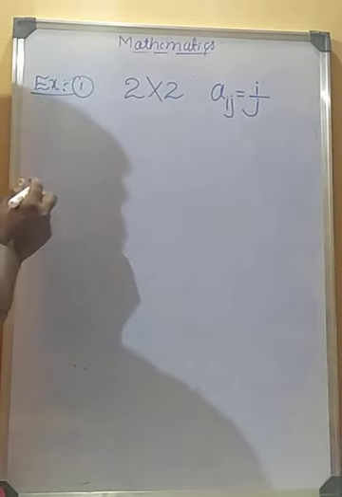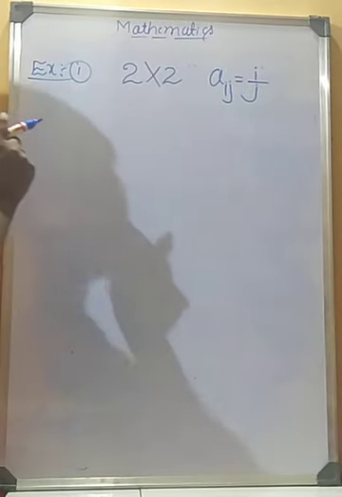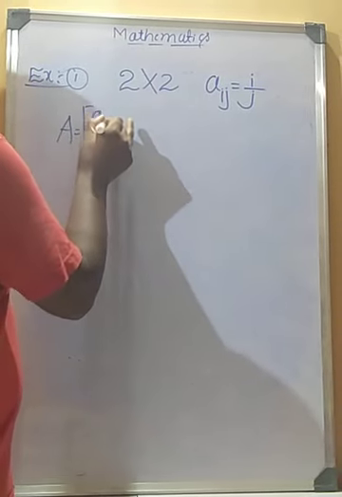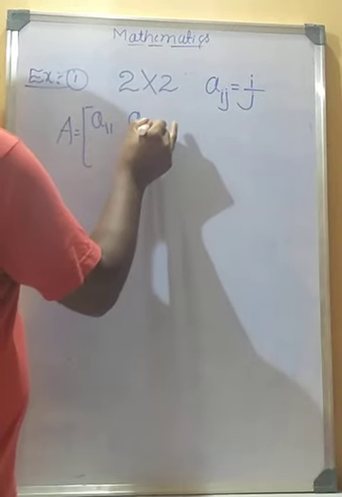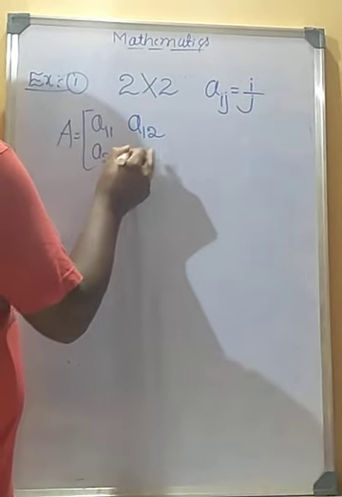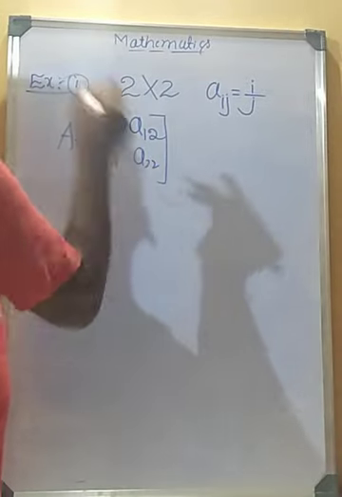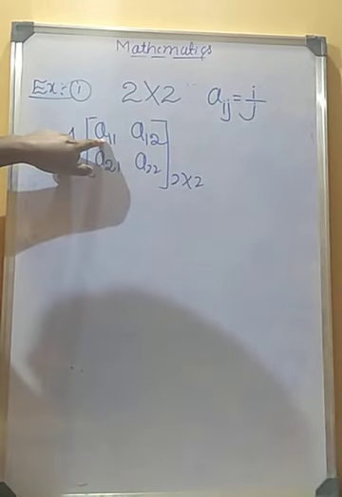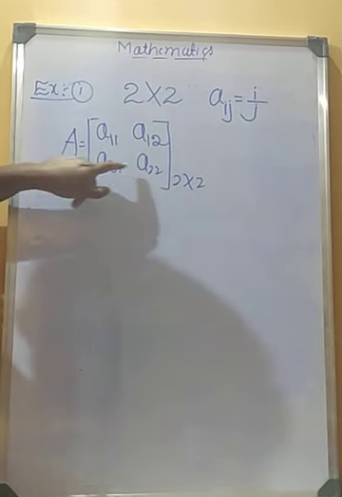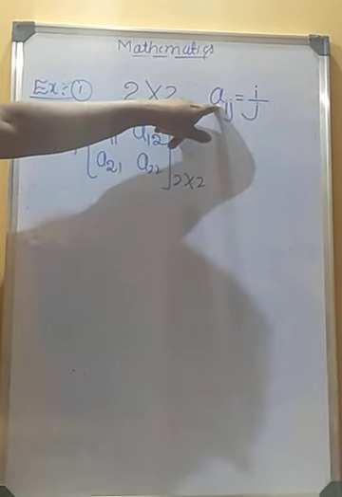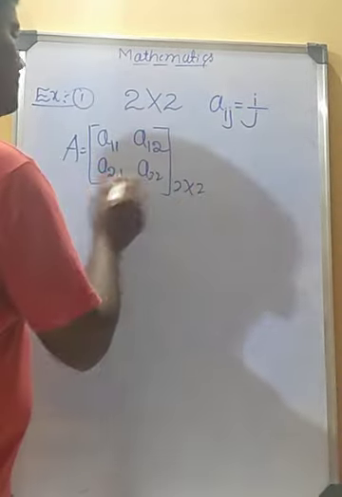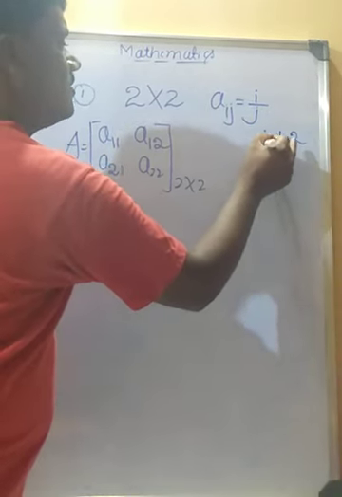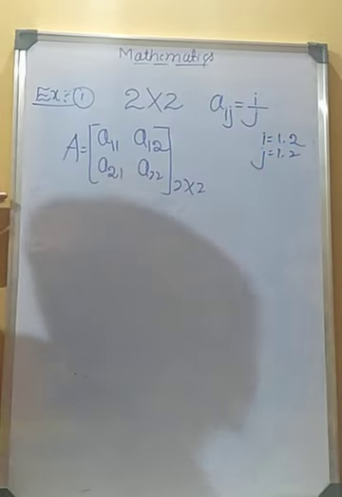In general, a 2 cross 2 matrix A is given by A11, A12, A21, A22. Then what is the element of A11, A12, A21, A22? By using this definition, here i is equal to 1 comma 2 and j is equal to 1 comma 2.